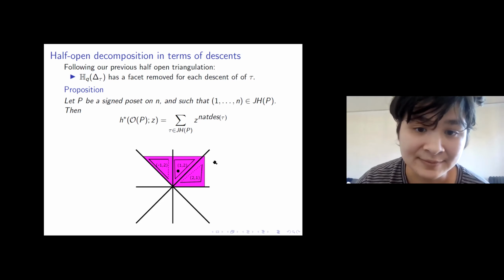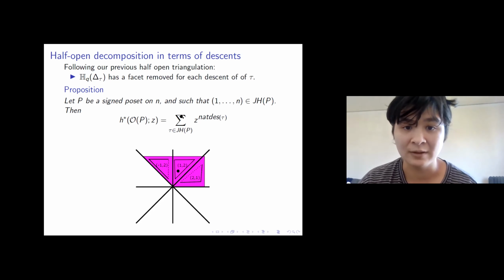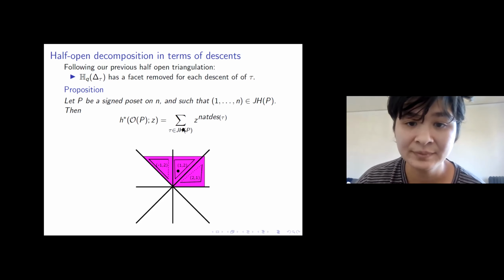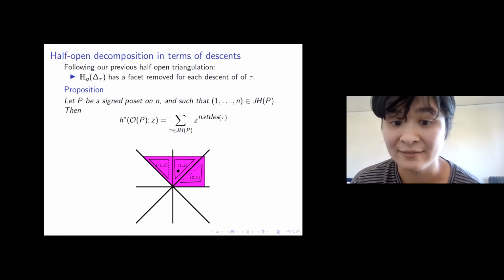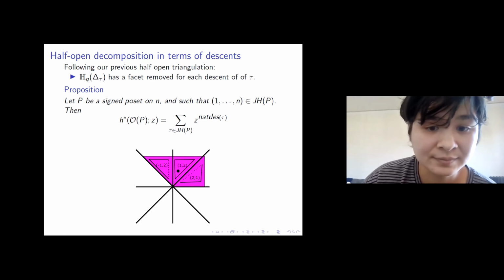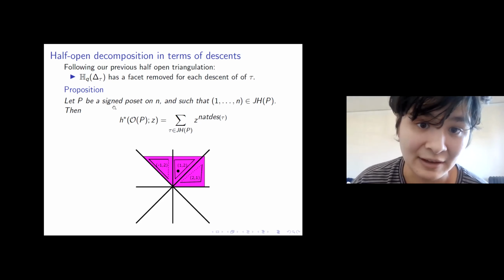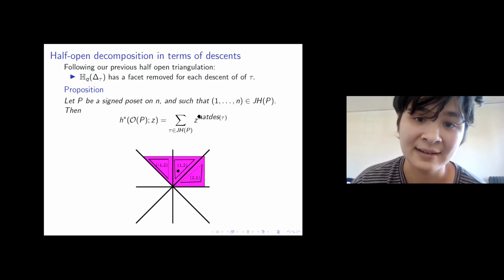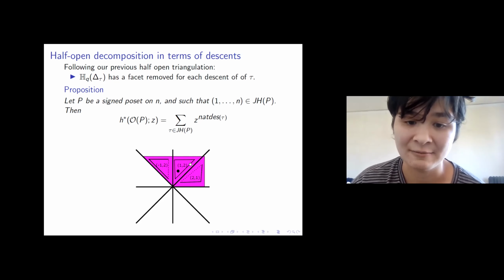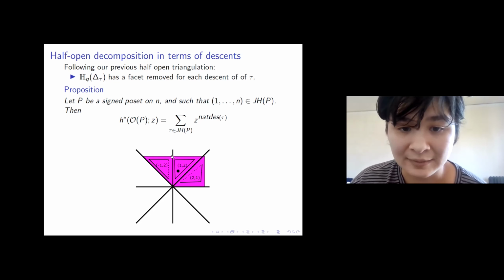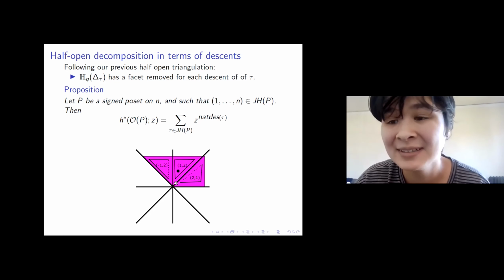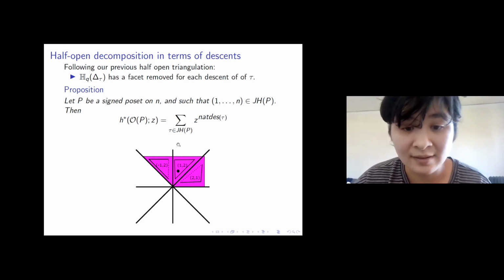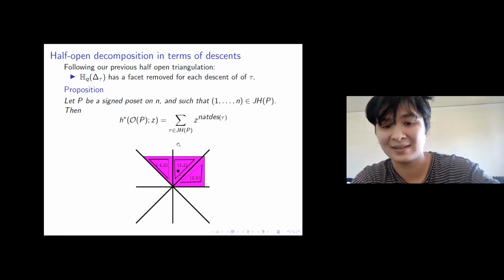So in that way, you can write the H-star polynomial as the sum of z to the number of natural descents of all of the sign permutations that are in the Jordan-Holder set of your original poset. And I do want to say that this only works if your signed poset has this triangle in it, because we're using this as our base point. But you can always rotate your signed poset so that this triangle will be in it. So for example, if this was flipped over, we could just move it back around.